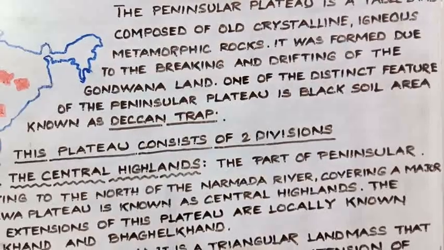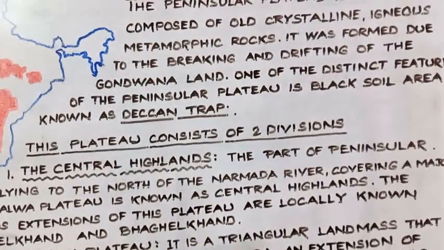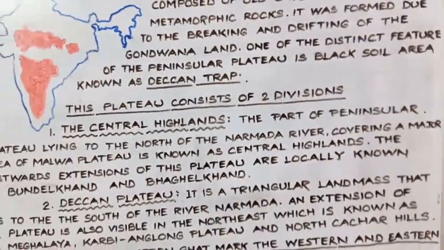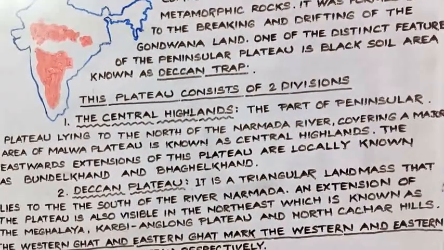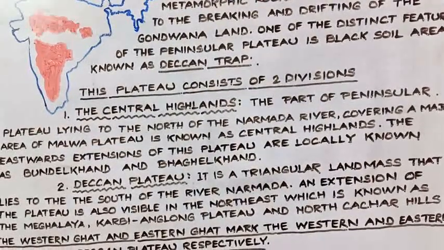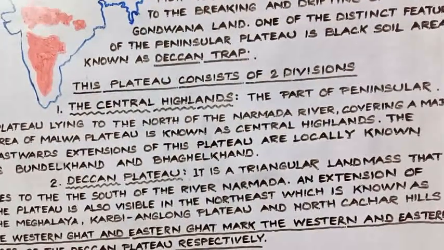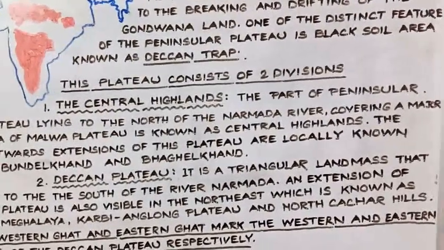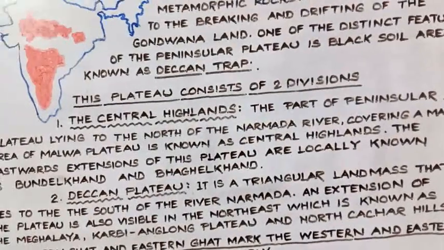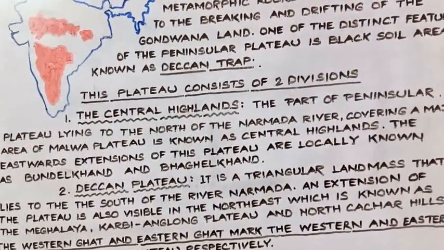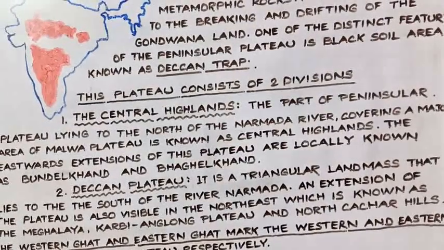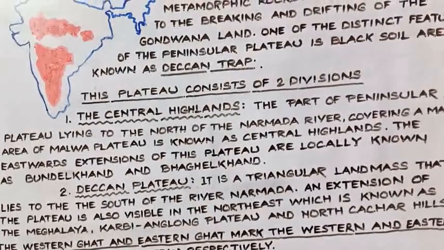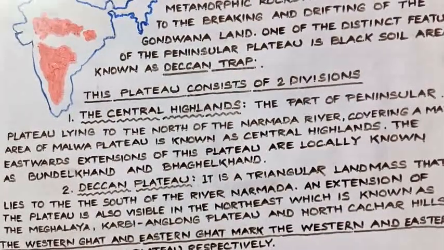This plateau consists of two divisions. Now we will discuss this plateau region in two divisions. The central highland: the peninsular plateau lying north of the Narmada river, covering the major area of the Malwa plateau, is known as the central highland. So the top part is known as the central highland. It is also known as the Malwa plateau.